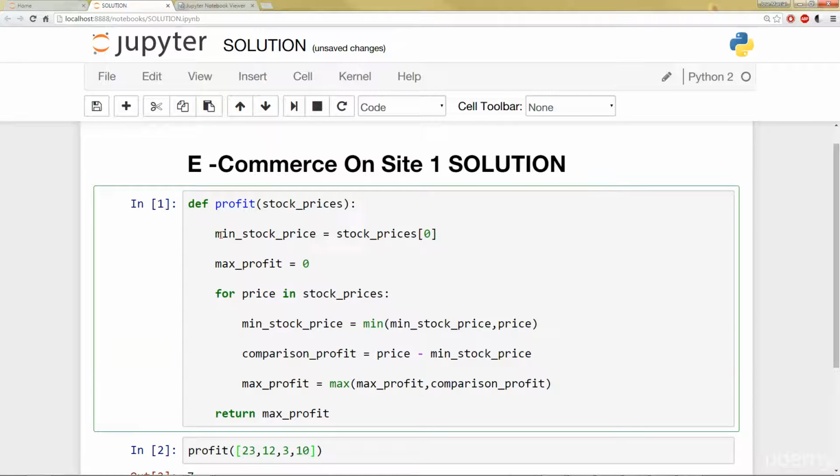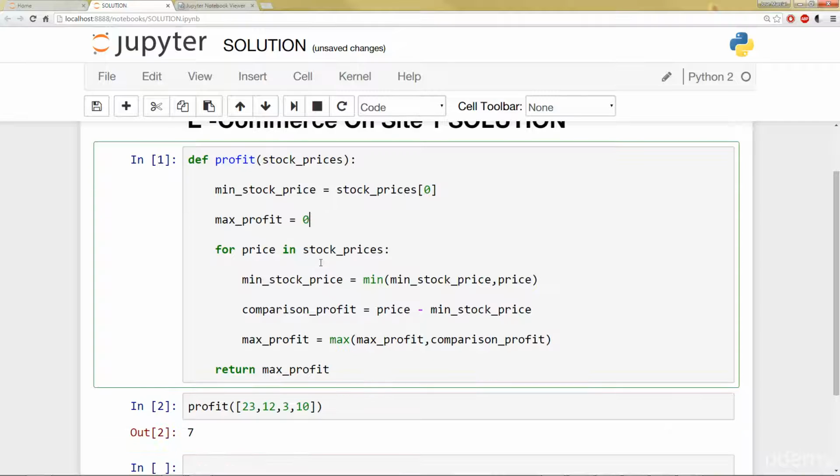So, we take in the list stock prices. Set a variable for the minimum stock price we've seen so far. We'll start that off as that first element. Then, we want to output our max profit, which we start off at 0. Then, we go along for each price in that stock list, take the minimum stock price we've seen so far by comparing the minimum stock price we start out with, the current price we're looking at, and take the minimum of those. So now we have min stock price, and that's going to be the smallest price we've seen so far.